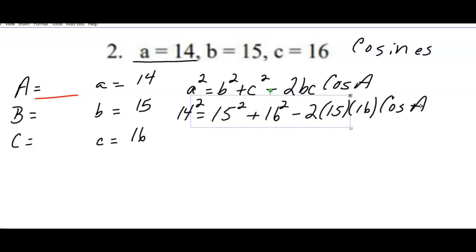Now you have to be careful when you're solving this because this number right here is attached to the cosine of the angle with multiplication. So the most common mistake I see on this is students will find this number, and then subtract this number from it. You can't do it that way. So what you want to do is subtract 15 squared from both sides, subtract 16 squared from both sides.